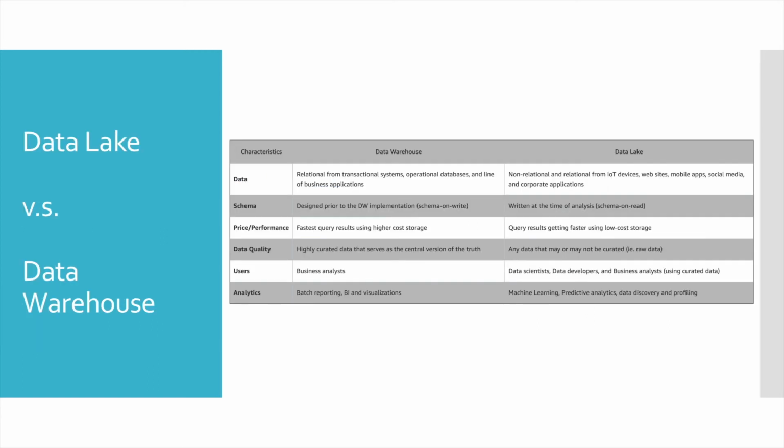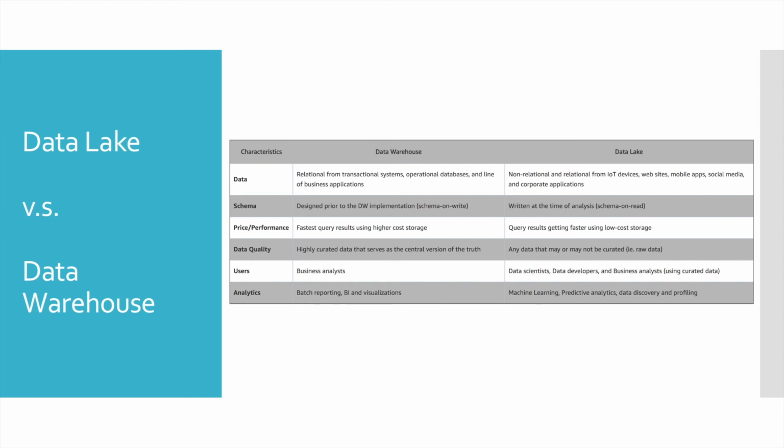From the concept, we have a data lake and a data warehouse. They are used a little differently. Here's the comparison. The data warehouse uses relational data from transactional systems, operational databases, and business applications. The data lake holds non-relational and relational data from different sources like IoT and websites. The main difference between the data warehouse and the data lake is the schema. For the data warehouse, the schema is designed prior to the data warehouse implementation. This means it's schema on write. We need to prepare the schema beforehand. For the data lake, the schema is only written at the time of analysis, which is schema on read.